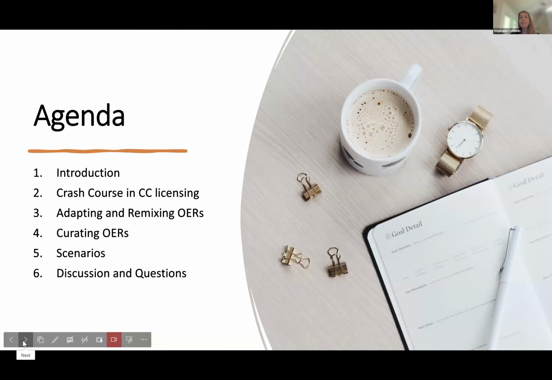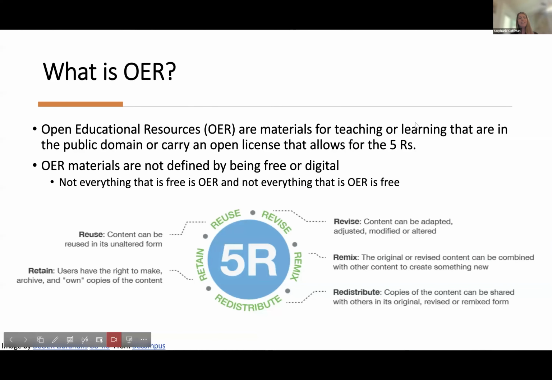So this is one of those topics where the more you delve into it, the more questions you find. It's just kind of like, so what is OER? There's a lot of definitions out there, but most people agree that open educational resources are materials that allow for these 5 Rs. They're not defined by being free or digital, so they can be online, but they could also be print. A lot of them are free, but sometimes they're not free. Sometimes there's some cost associated with printing them.